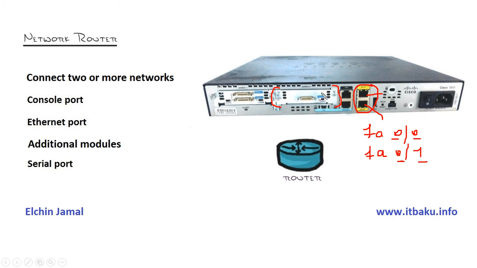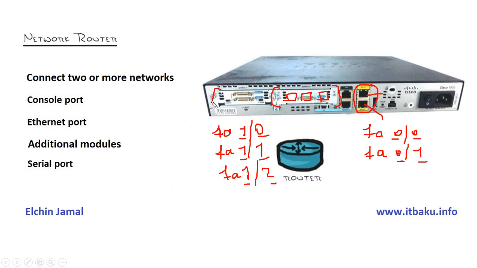If we have an additional module, and here we have, for instance, 3 ports, in this case, the labels of these ports will be as follows: fast Ethernet 1/0, fast Ethernet 1/1, and fast Ethernet 1/2. It means the module is the same, ports are different. Port 0 on module 1, port 1 on module 1, and port 2 on module 1. I hope you understand this, you get this.